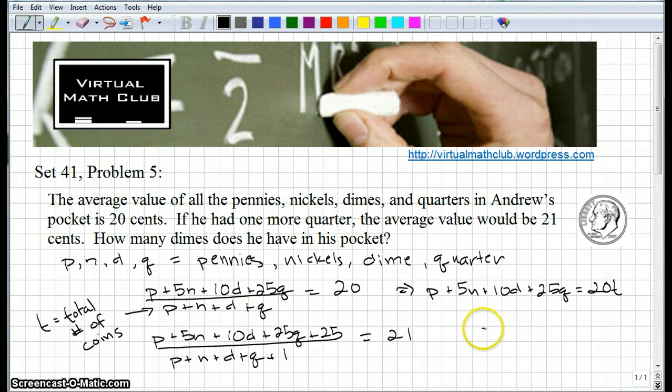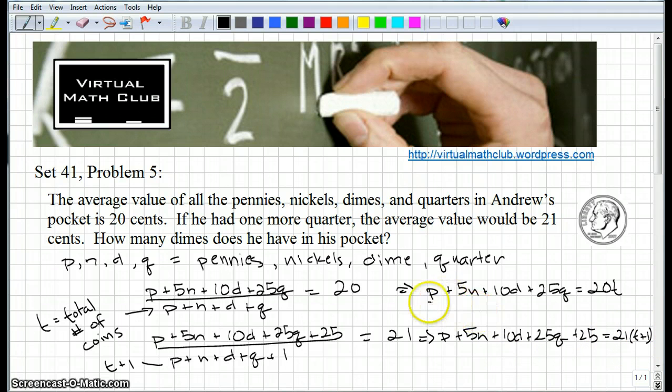All right, and I could rewrite this one. Let's see if I have enough room. Pennies plus 5 times nickels plus 10 times dimes plus 25 times quarters plus 25. And all I'm doing is multiplying both sides by the denominator here. And this becomes t plus 1, right? So I'm going to multiply both sides by t plus 1. So that's going to give me 21 times t plus 1.